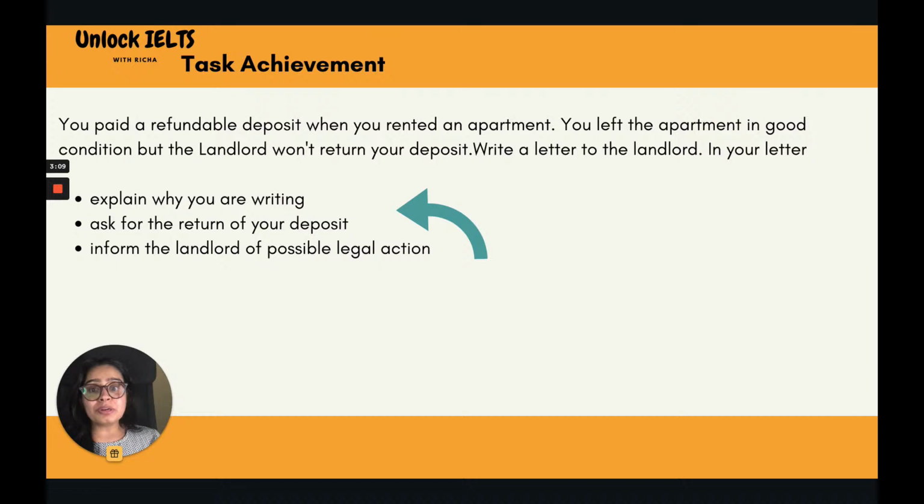You paid a refundable deposit when you rented an apartment. You left the apartment in good condition, but the landlord won't return your deposit. Write a letter to the landlord. In your letter, explain why you are writing, ask for the return of your deposit, and inform the landlord of possible legal action. As you can see, there are 3 parts in the letters. First, it gives you the background information on what you should include in your letter, and then it asks you to whom you need to write the letter, followed by the 3 bullet points which you need to include in your letter while fulfilling the task achievement criteria.